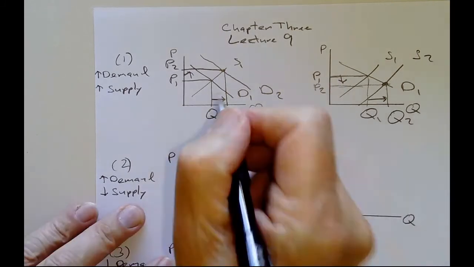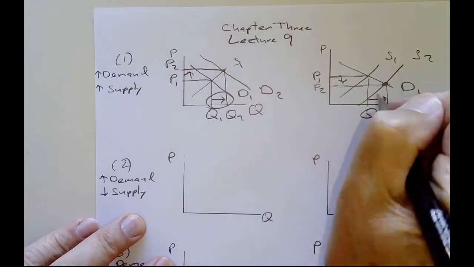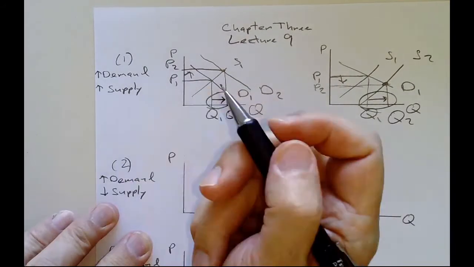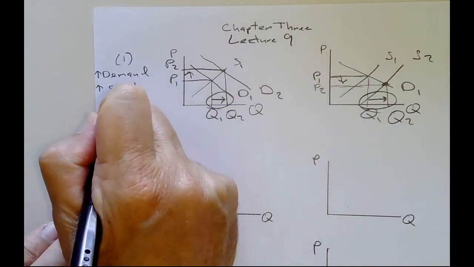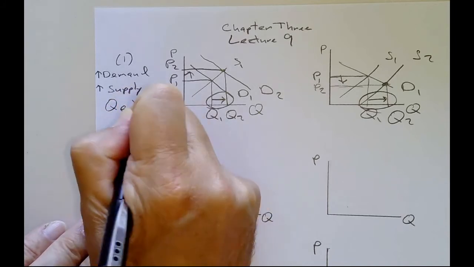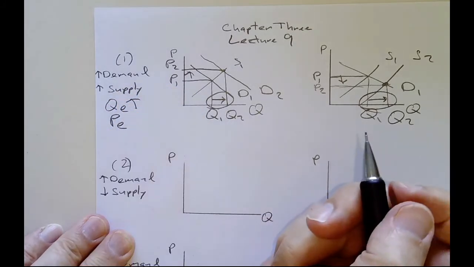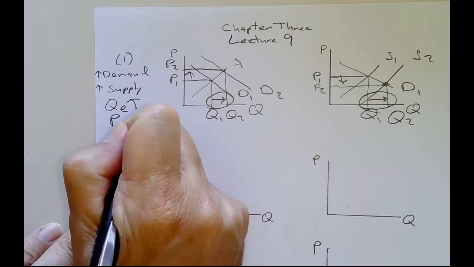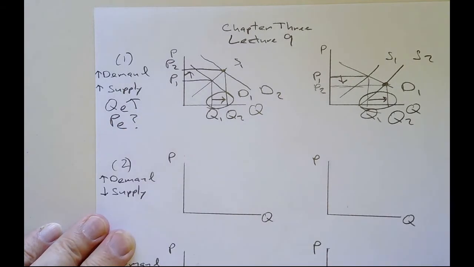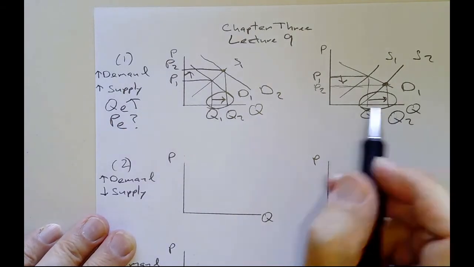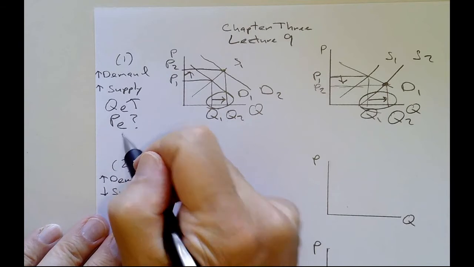They do agree on the quantity, so there's no doubt equilibrium quantity is going to go up. If both supply and demand increase, we know definitely the equilibrium quantity is going to increase. But the equilibrium price change, we don't know. Your book calls it indeterminate. I'll just put a question mark there, meaning we don't know. That means indeterminate. We cannot determine. We can determine the equilibrium quantity is going to go up, but not the equilibrium price.